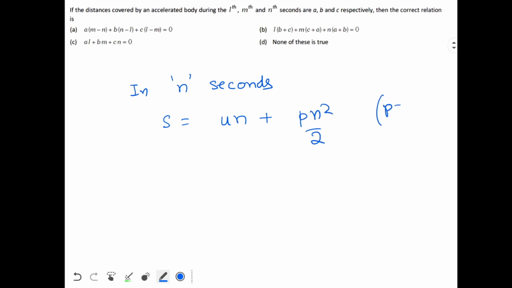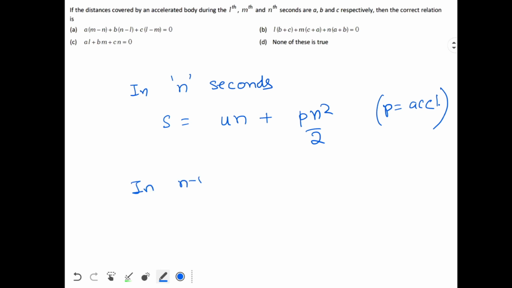Okay, so let's first understand one concept. In n seconds, what is the displacement of a particle? So s equal to u times t, so un plus acceleration. Let acceleration be p. So pn squared by 2. Okay, p is acceleration, right? So this is the displacement of a particle in n seconds.